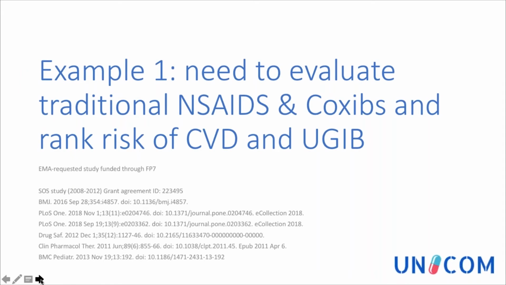The first example I would like to share with you is the evaluation of traditional NSAIDs and coxibs and their risk of cardiovascular disease and upper GI bleeding. If you're interested in any of the publications around this with the data, here you can actually find that.